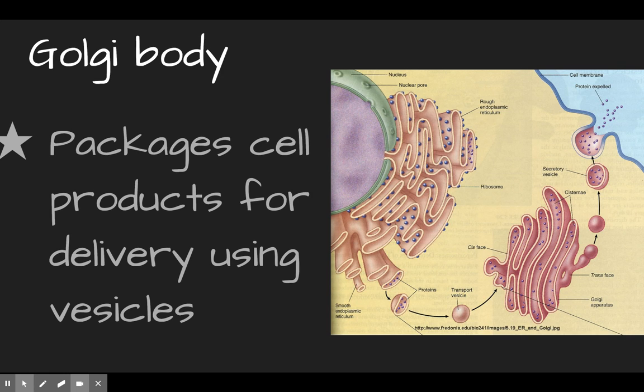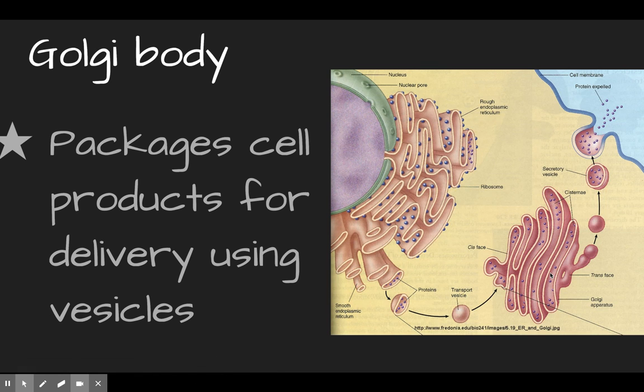Okay, moving on to the Golgi body. This is what packages cell products for delivery using vesicles. You will hear the Golgi body referred to as the post office of the cell, because it does exactly what the post office does. It packages and it sends out. Now, here's the picture of the Golgi body, or sometimes you'll hear it referred to as the Golgi apparatus, but here is the Golgi body.